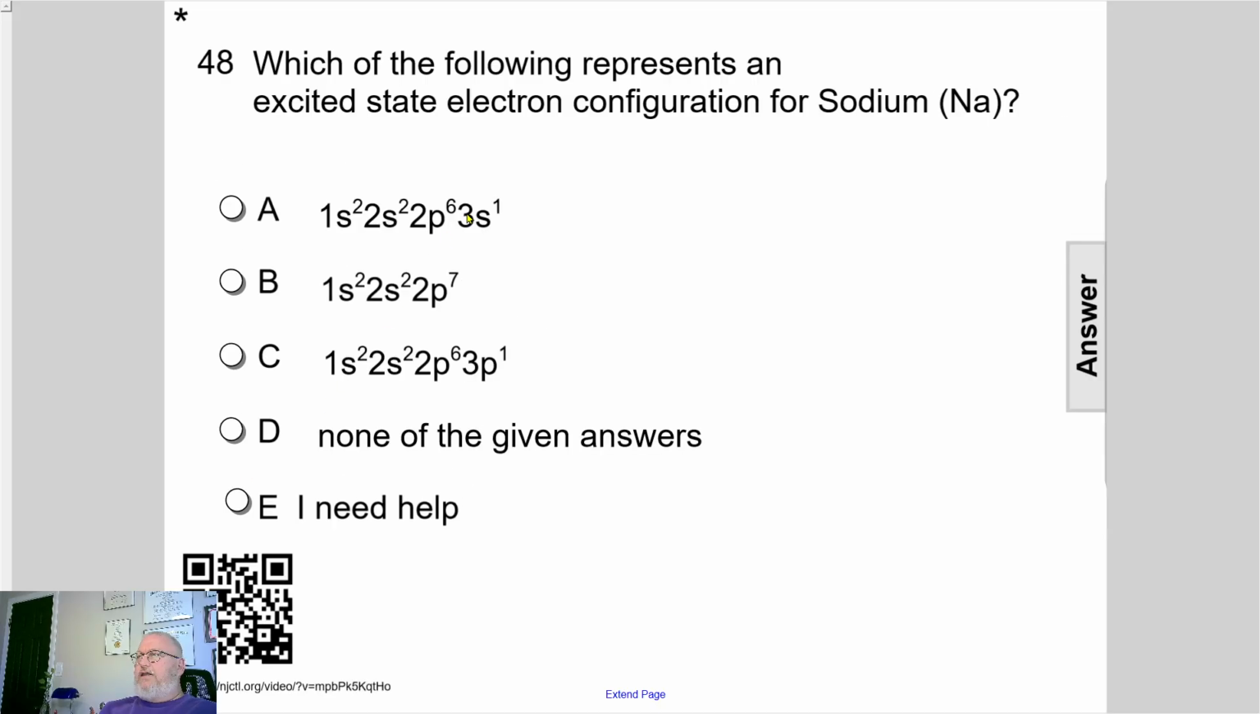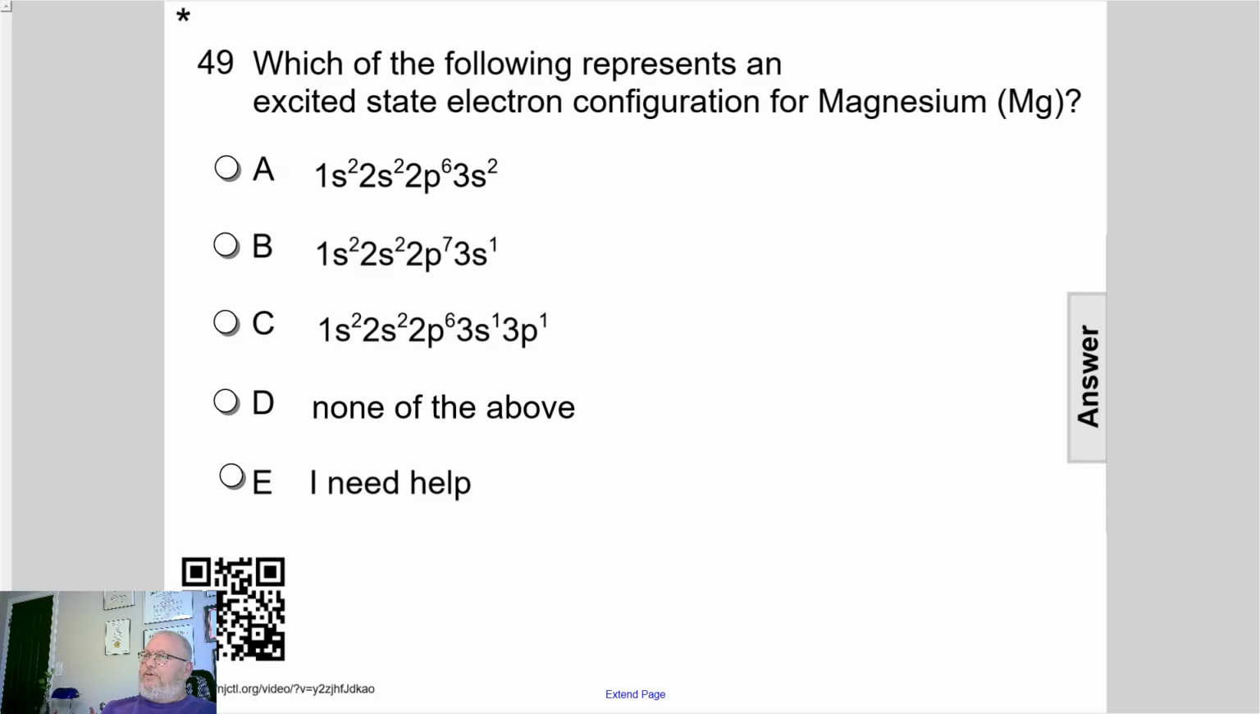Oh, here's an excited state of sodium. So again, that's a ground state. There's 11. So what happened? It can't be 2p7. You can only have 6 in the 2p's. It got excited from 3s to 3p. It's probably going to be C. And it is.